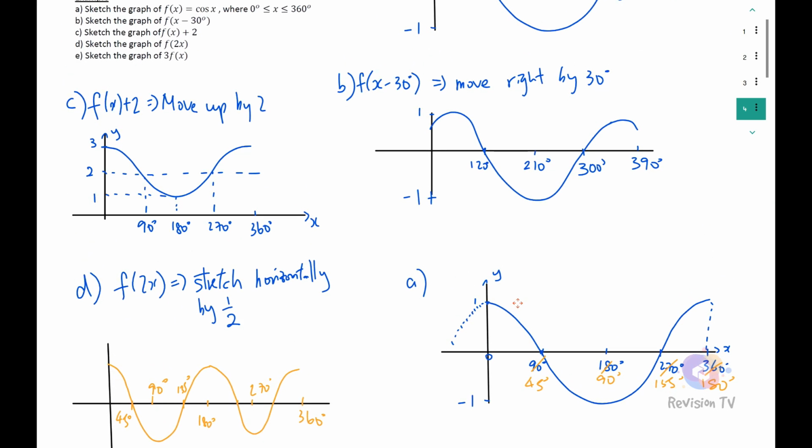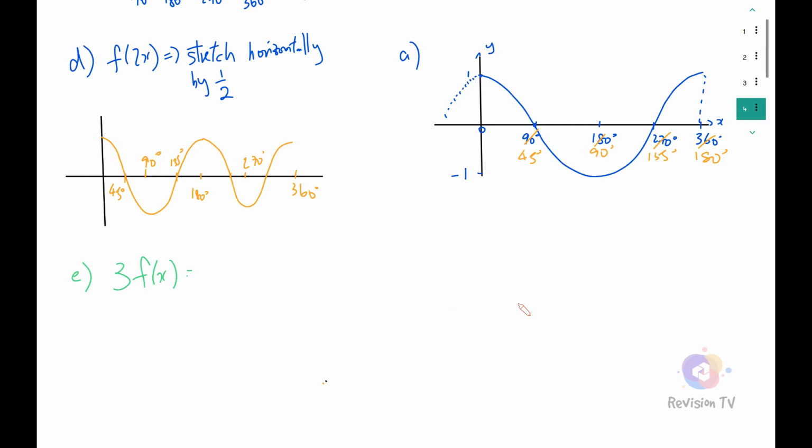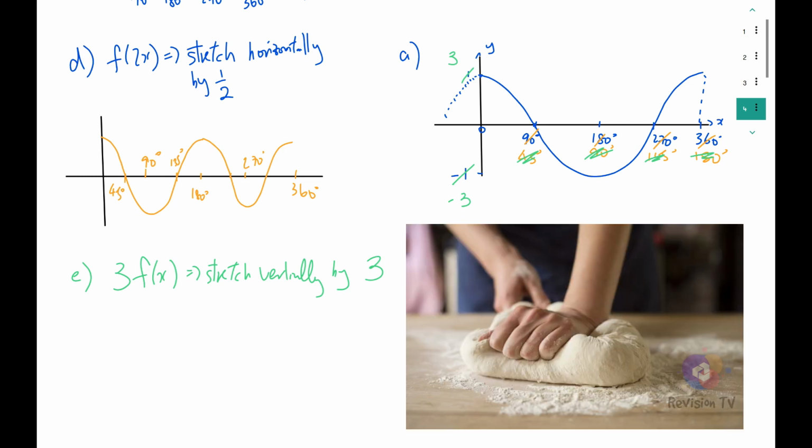Sketch a graph of 3f of x. So 3f of x means we're stretching vertically. Y is normal, so times by 3. So we are multiplying all the y coordinates by 3. So the 1 becomes a 3, the -1 becomes -3. Now this 45 degrees has nothing to do with it anymore, so we're using the same x values. Imagine you are making pasta. I don't know if you've made pasta before. You are stretching the dough upwards, using your hand, stretching the dough upwards and downwards.